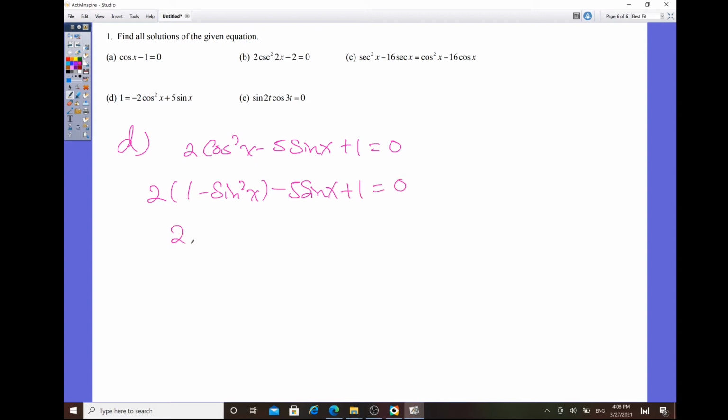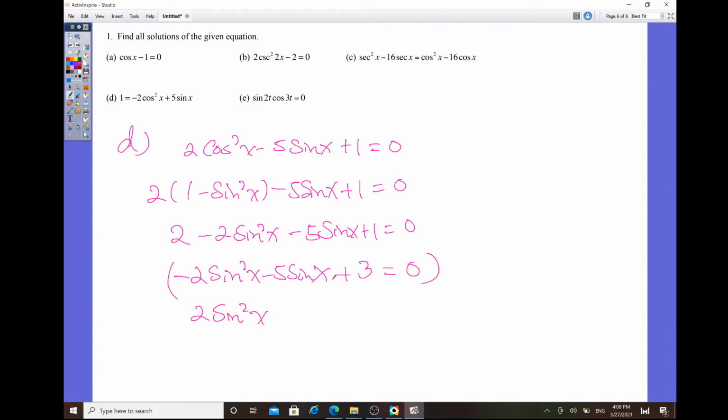And now you want to distribute, so it's 2 minus 2 sine square of x minus 5 sine of x plus 1. And then rewrite it from the greatest power to the least. So 2 plus 1, 3. And you might be wondering, is this factorable? Well, before you factor it, you probably want to divide everything by -1. So we got 2 sine square of x plus 5 sine of x, and then minus 3.